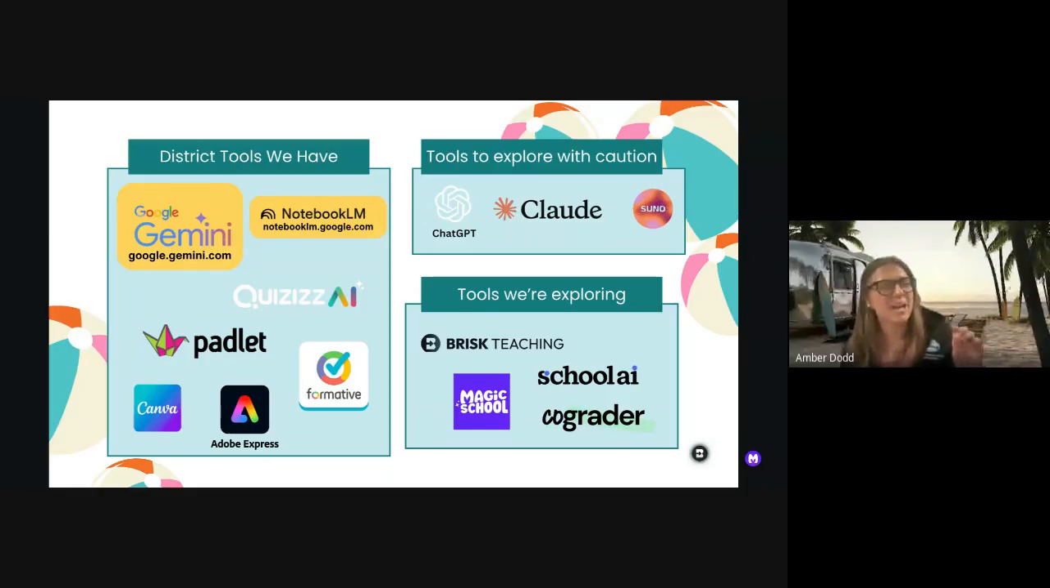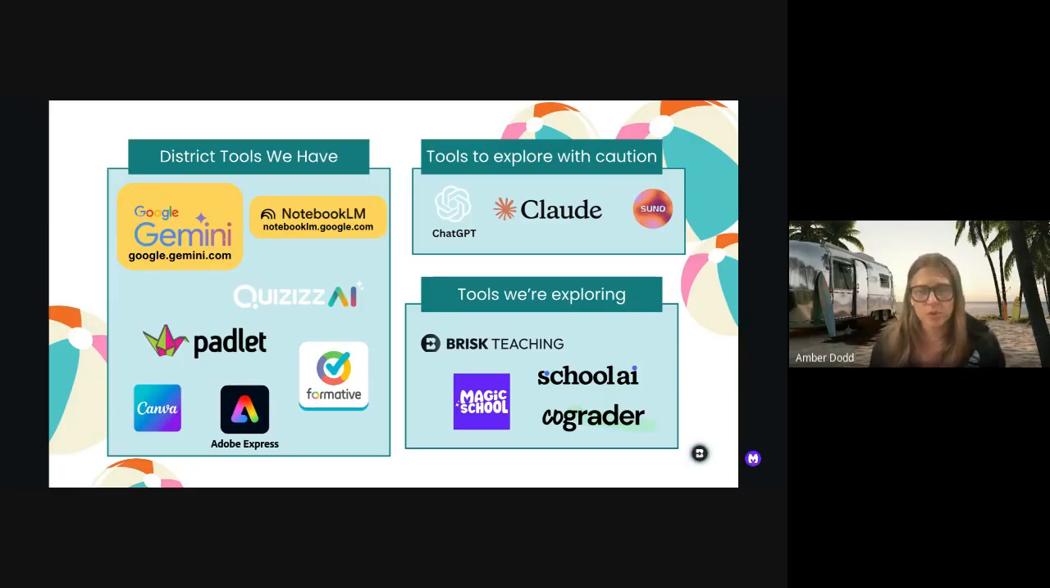But so district tools, we have Gemini. I highly recommend it just because it is part of our ecosystem. I'm going to show you Notebook LM as well because it is one of my favorites. But we also know that AI is embedded everywhere. So we have Quiz AI, Padlet, Canva, Formative, Adobe Express. I saw Turnitin is releasing their AI reader thing too. So a lot of the programs that we have already purchased have an AI component within them.